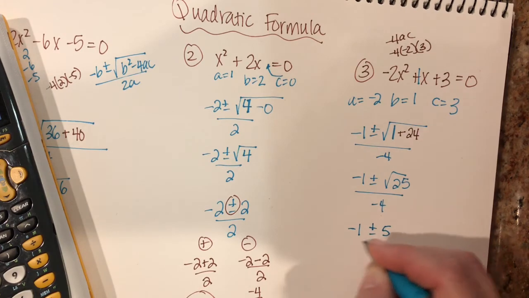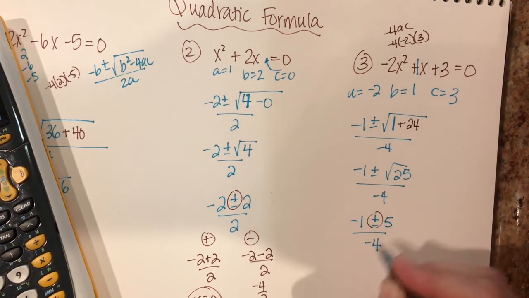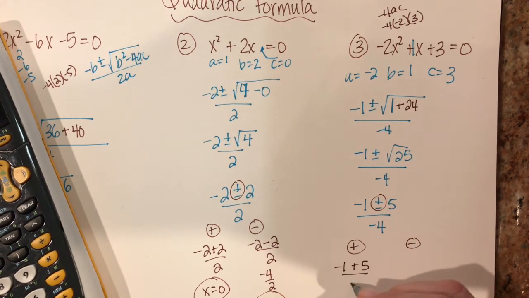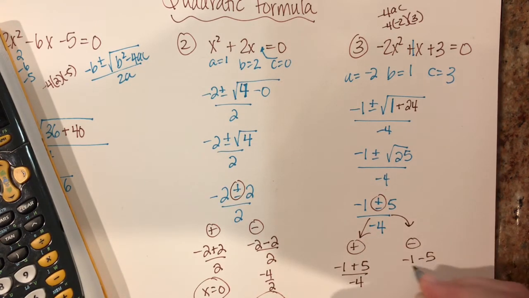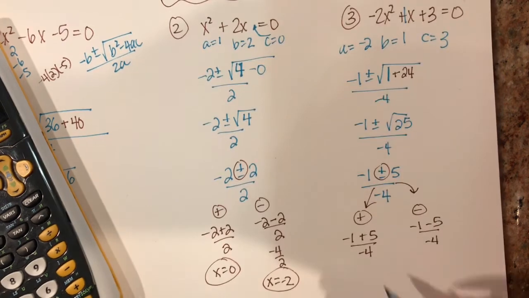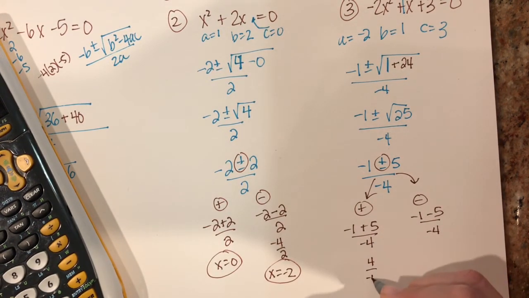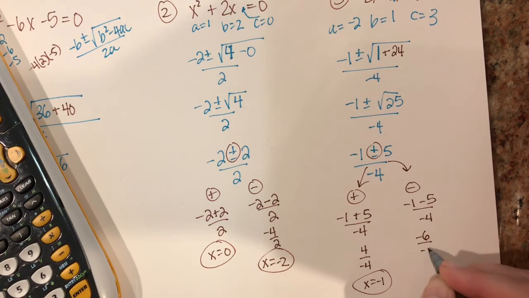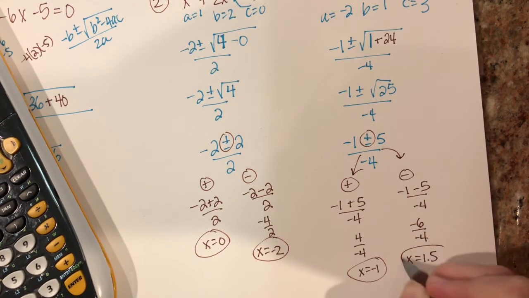-1 plus or minus 5 divided by -4. We're going to do the plus minus. -1 plus 5 divided by -4, and -1 minus 5 divided by -4. Okay, the top here would be negative 1 plus 5 would be 4 divided by negative 4, and that is negative 1. Negative 1 minus 5 is negative 6 divided by negative 4. You can type that in a calculator if you want. That would be positive 1.5.